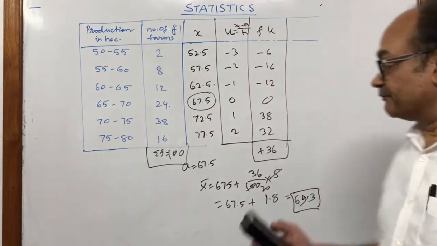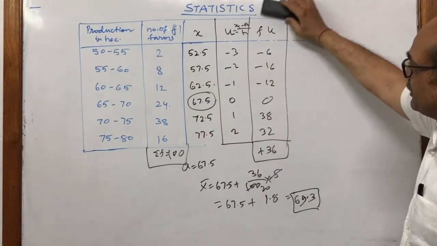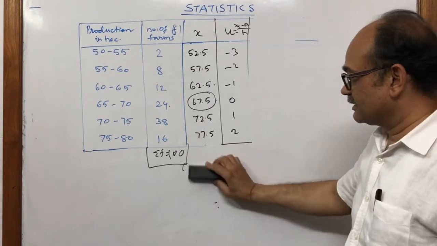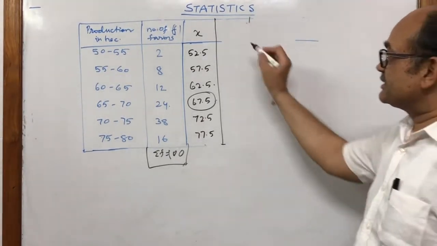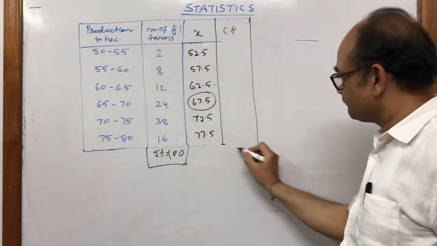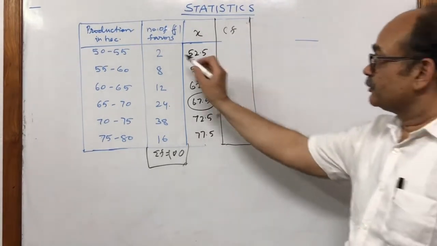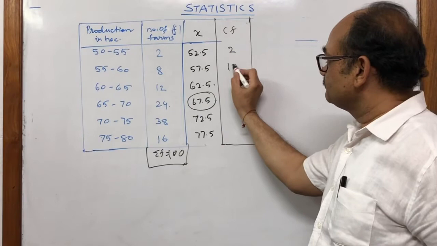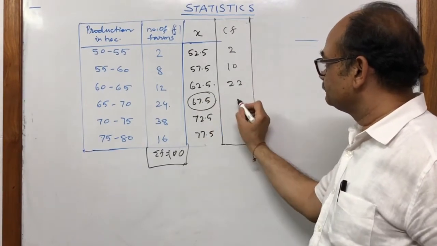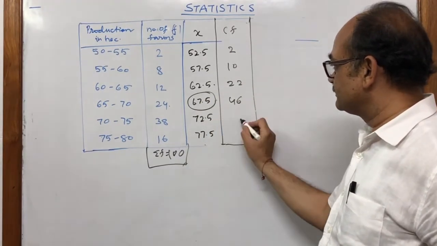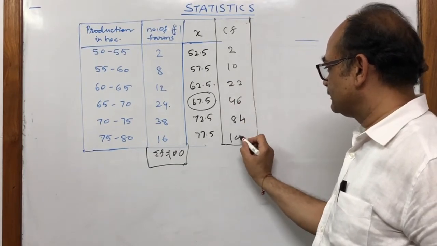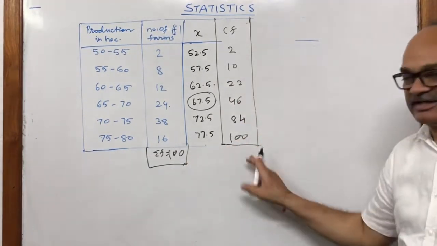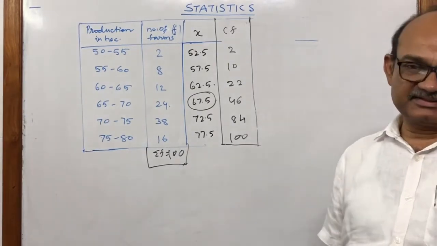Second, median. In median, the most important point is, you know, CF. So first we start with CF for median. 2, 10, 22, 46 and 100. If these two are equal, it means our CF table is correct.